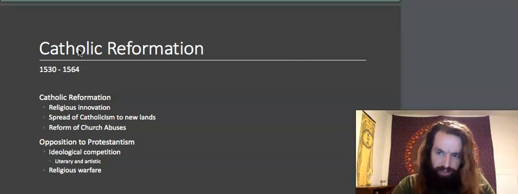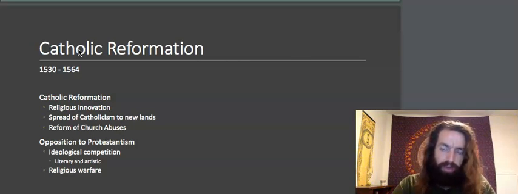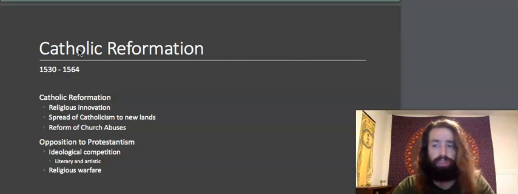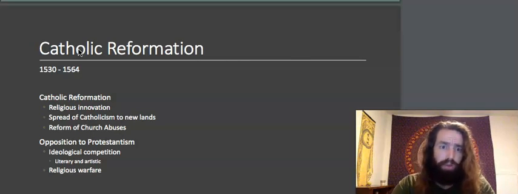It's within this range of dates that the Catholic Church organizes its response to the Protestant Reformation, and also during which a number of other important changes occur, some of which might have been independent of the Protestant Reformation, which we'll talk about. So looking at the changes that occur within the Catholic Church, we're going to look at some religious innovations, including new religious orders. We'll look at the efforts of the Catholic Church to spread Catholicism to new lands and to bring new cultures into the Catholic Church. And we'll also look at the reforms that the Catholic Church undertakes in the Council of Trent.